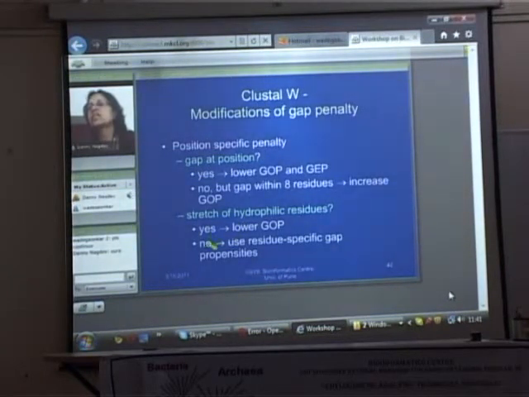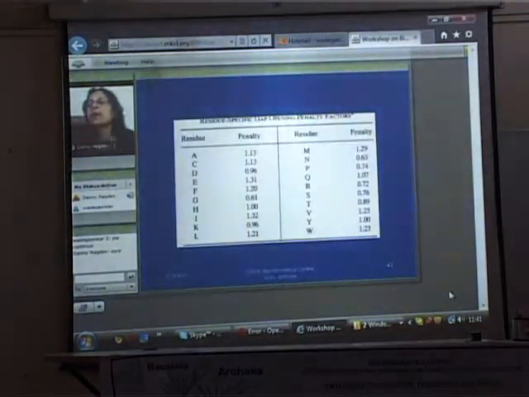And on the other hand, if the position is not part of such a hydrophilic stretch, then you use the residue specific gap propensity or penalty. And these residue specific gap penalties are again defined in the ClustalW algorithm, which are shown in this particular slide.